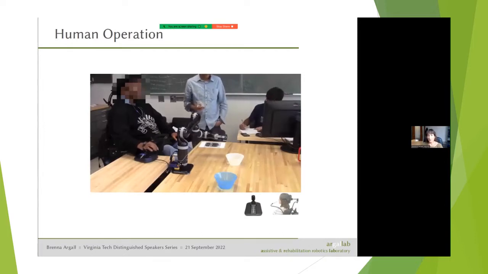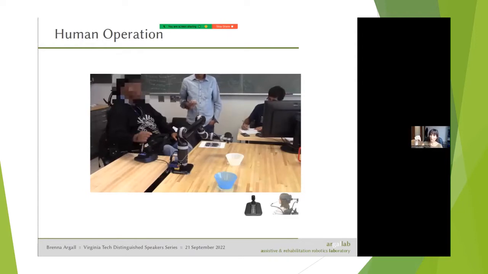So he's operating a 2-axis joystick. Right now you'll see he's using a pen to push a button. So he doesn't have the finger function to actually push the button. So he has a utility cuff with a pen in it, using that to switch control modes. He starts to operate the arm.